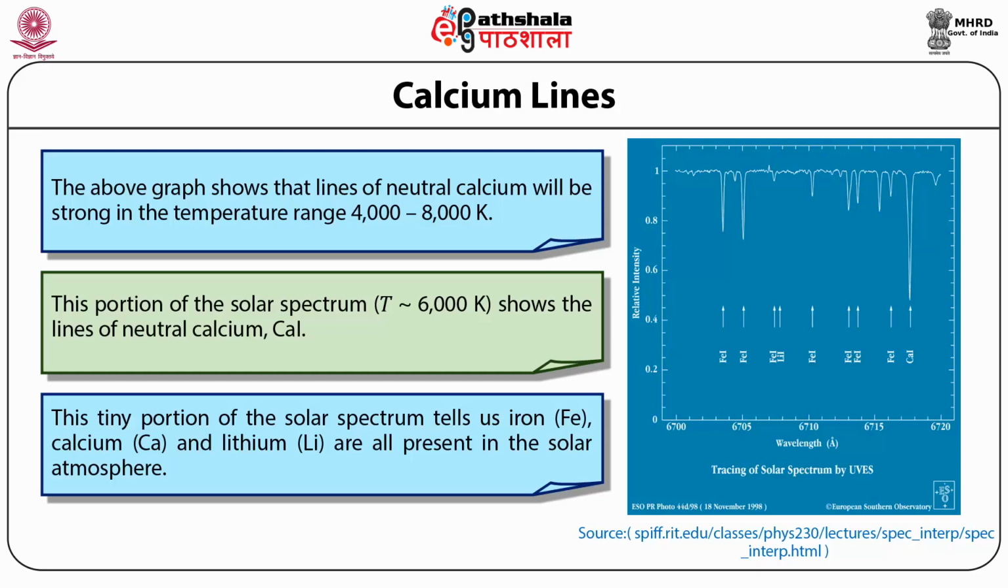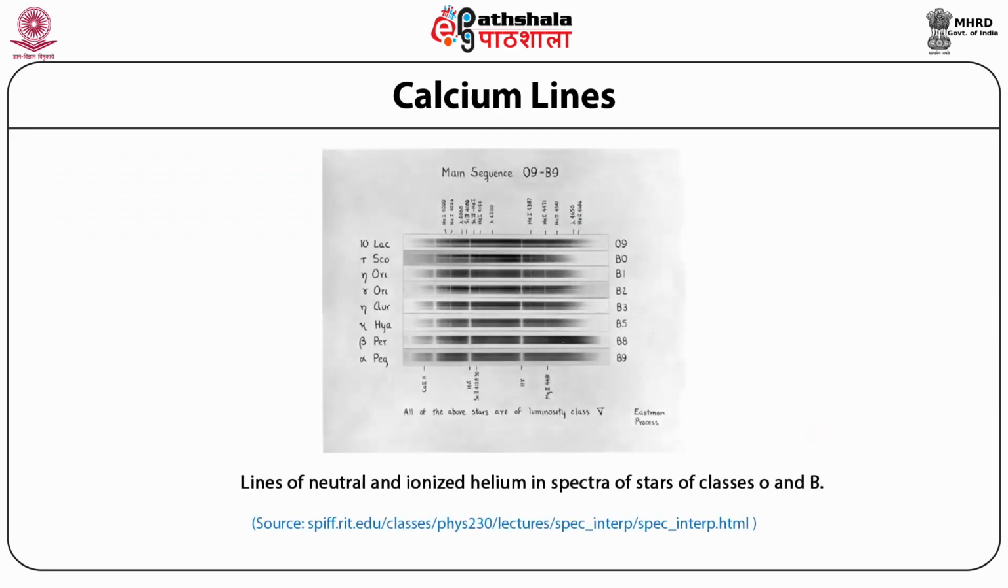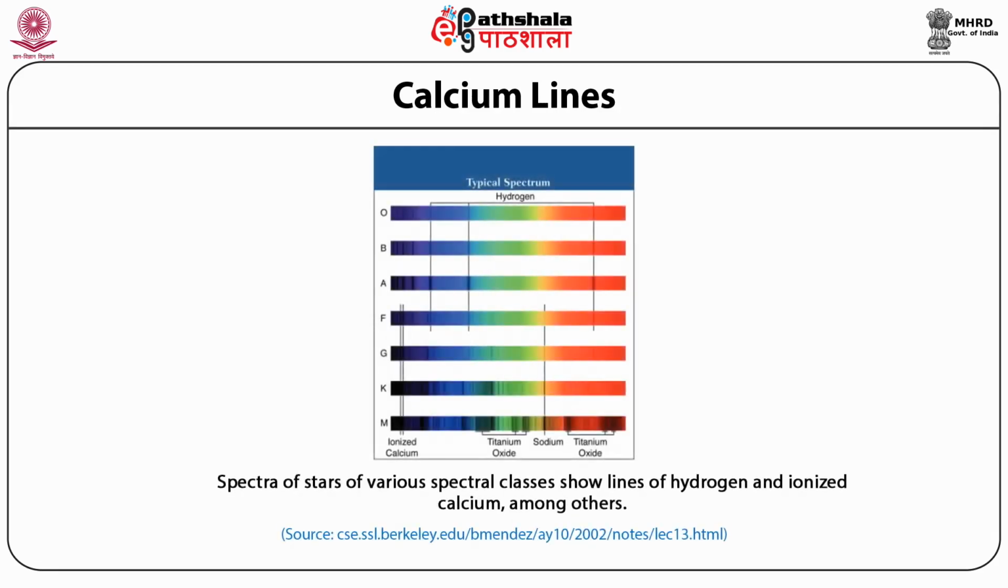in the solar atmosphere. Here the graph given shows the lines of neutral and ionized helium in spectra of stars of classes O and B. Here the given figure shows the spectra of stars of various spectral classes showing lines of hydrogen and ionized calcium among others. So students, let us summarize what we have learnt in this module.